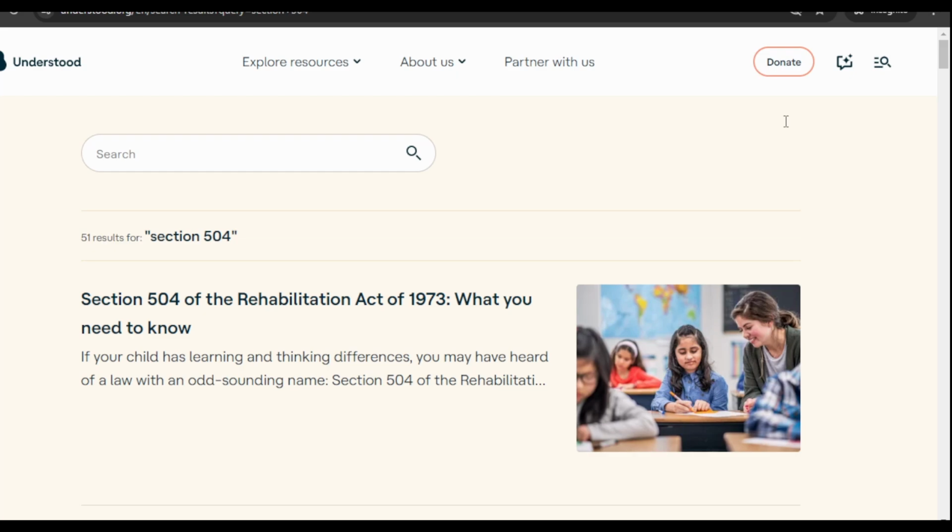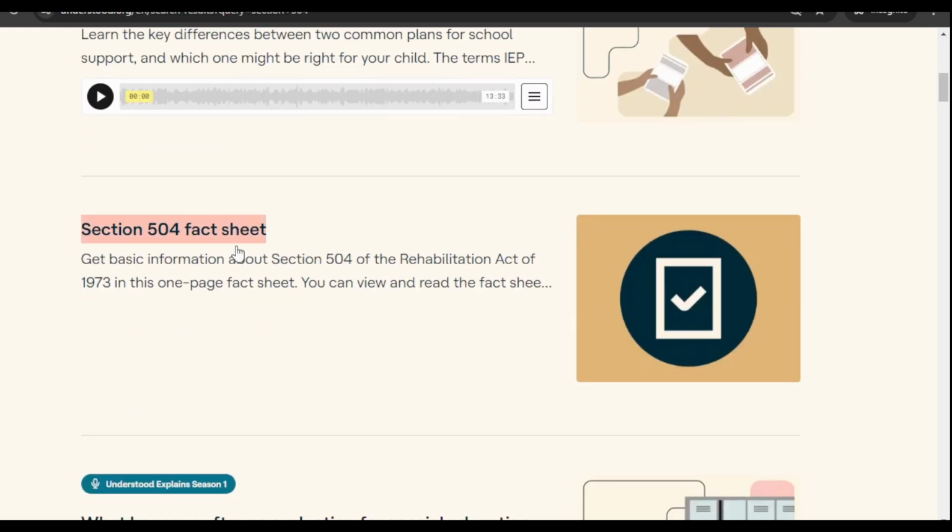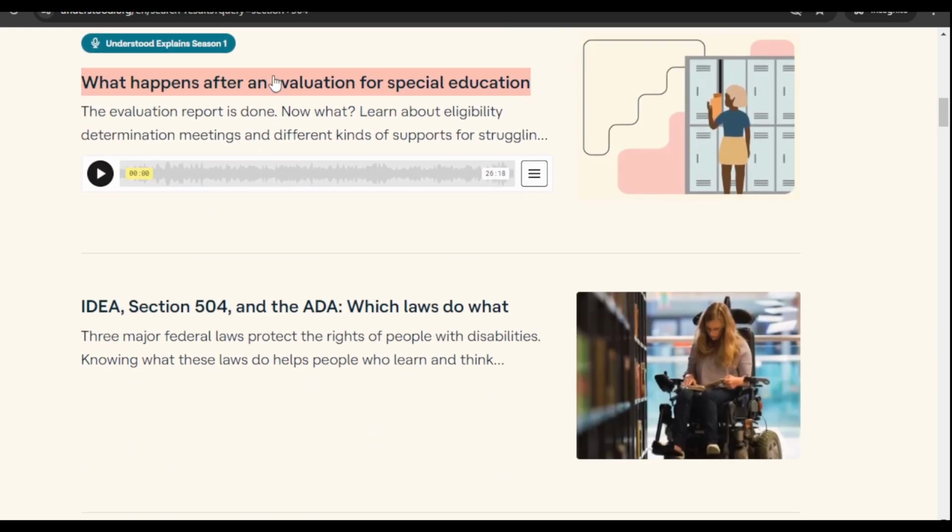and you're going to get a large number of results. They've got a lot there. So you can look into the actual law, you can read about it. They have articles on IEPs and talking about the difference between that and a 504 plan. You can get a specific fact sheet on Section 504 right here. They can talk about what happens after an evaluation for special education, and we can actually look at the difference between the laws. This one's kind of interesting, so let's click on that.